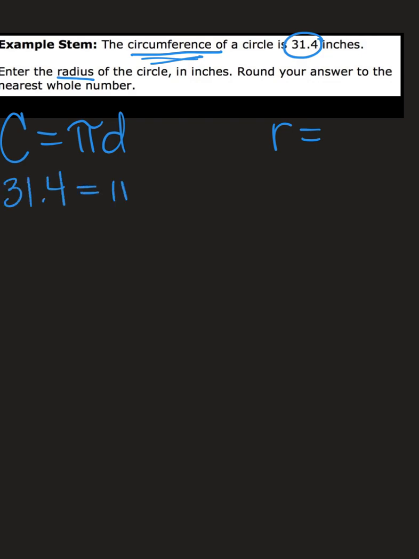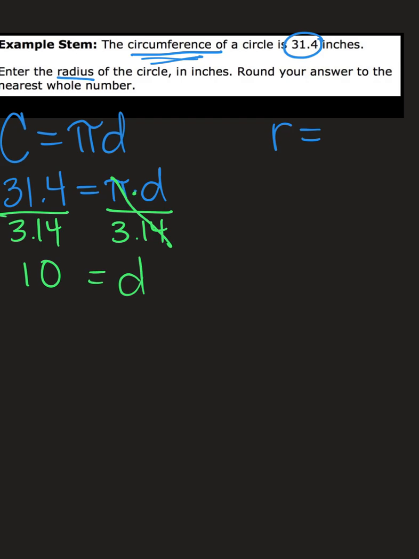31.4 is equal to pi times the diameter. Now, my goal is to find the radius, which means I need to solve for the diameter so I can work my way back to my radius. So I'm going to divide both sides, because this is multiplication, and I'm doing the inverse operation, by 3.14, because that's what we use to represent pi. So that cancels out. I end up with D, for diameter, is equal to 10 when I divide 31.4 by 3.14.